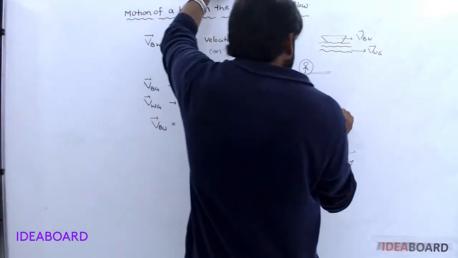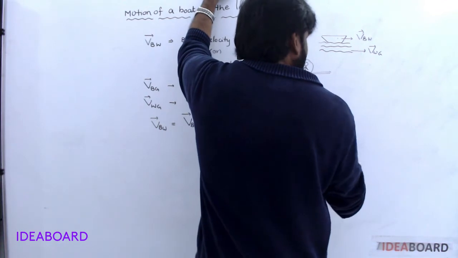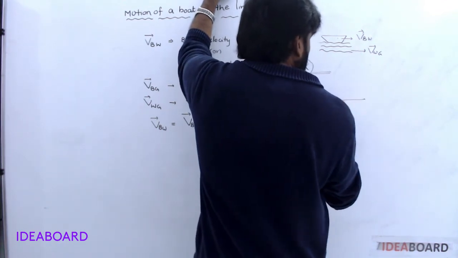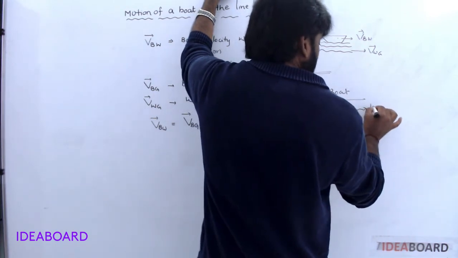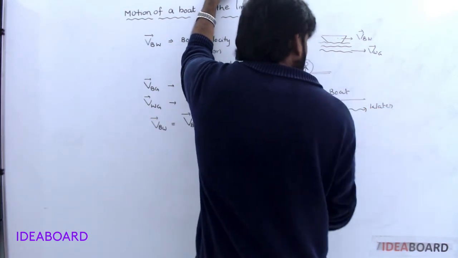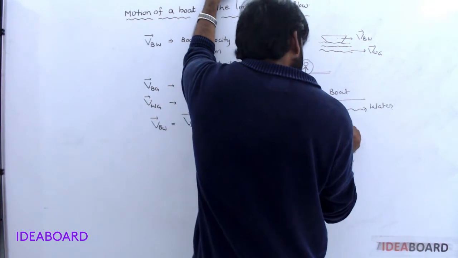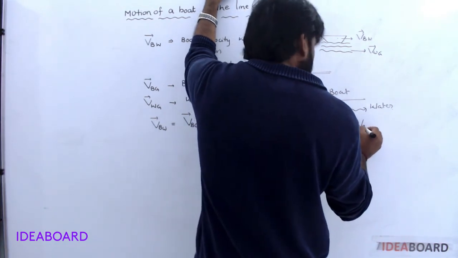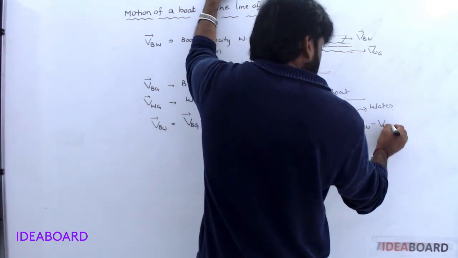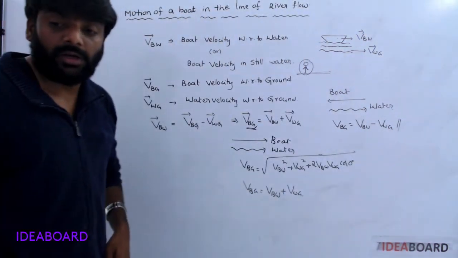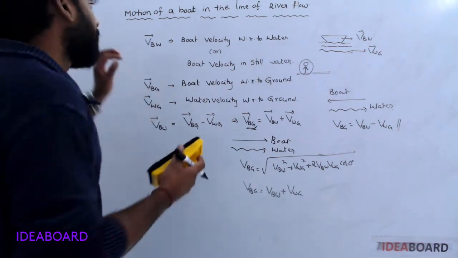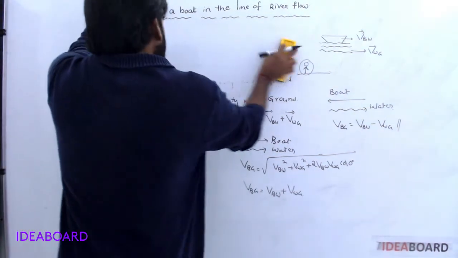Next one. In the opposite direction, if the boat moves in this direction and water moves in this direction, understood? Simply you write boat with respect to ground is equal to boat with respect to water minus water with respect to ground. Understood? Okay.